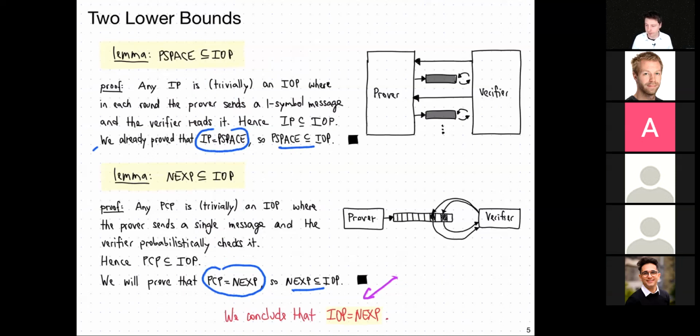Why is it that in the IP you only send one symbol? In the lower bound with PSPACE, you said each round the prover sends one symbol. Why couldn't they send like 3 symbols? But you will anyways read all of them, so you might as well think about it as a symbol over a larger alphabet.